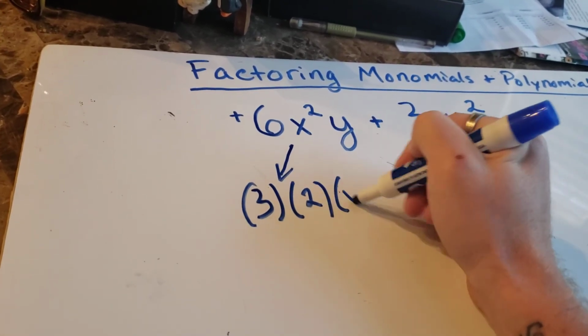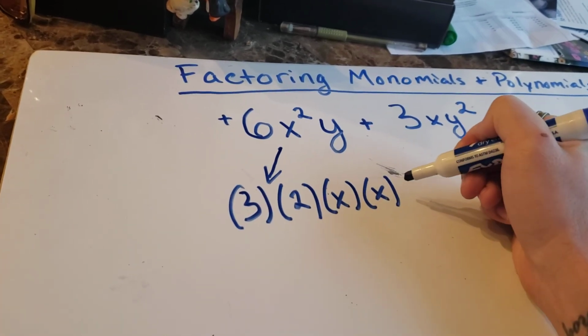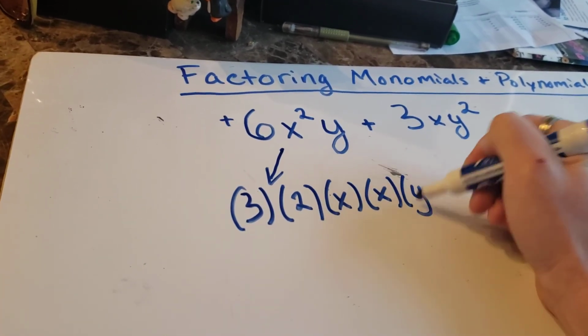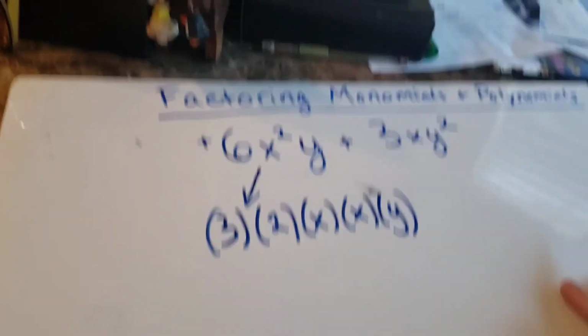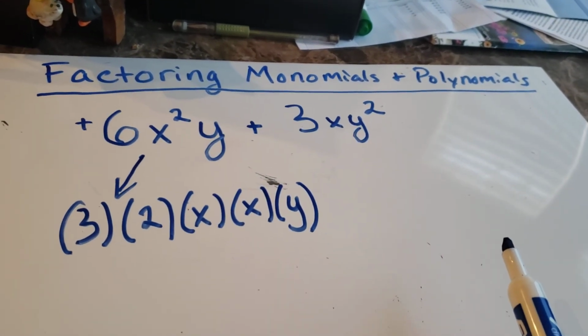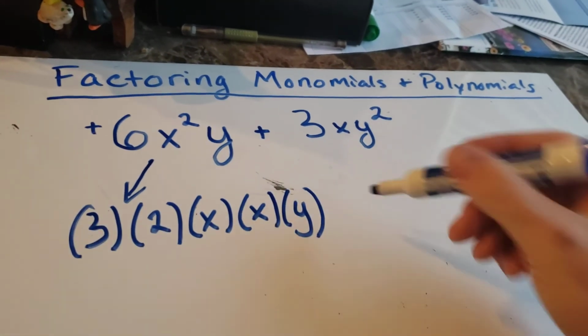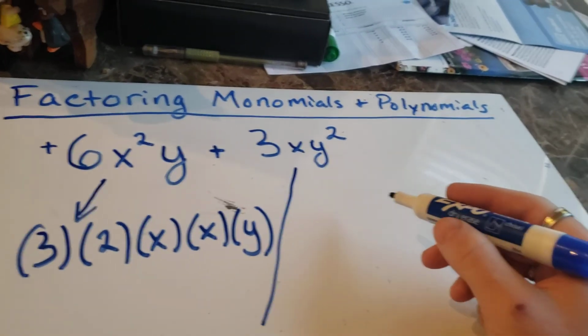X squared is x times x. And then y is just y. So there is the factorization of 6x squared y. Okay, now let's look at positive 3xy squared. So there's our factorization of the first term. Here's our factorization of the next one.